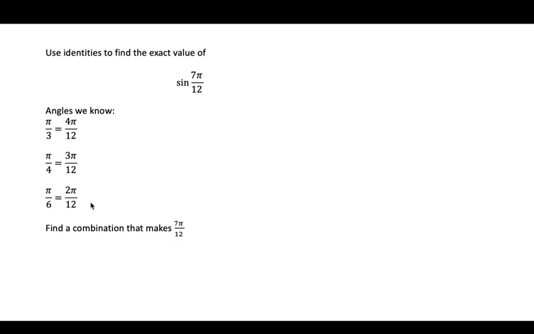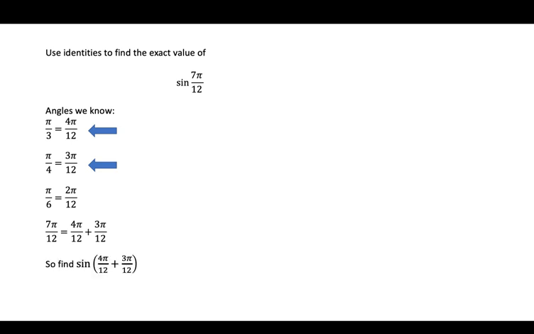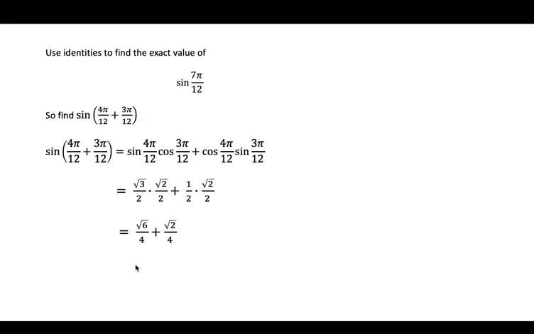So now what we want to do is find a combination that makes 7 pi over 12. Well, 4 pi over 12 plus 3 pi over 12 makes 7 pi over 12. So we're going to find the sine of 4 pi over 12 plus 3 pi over 12. Remember, because those are the angles we know, 4 pi over 12 is the same as pi over 3. And the sine of pi over 3 is the square root of 3 over 2.